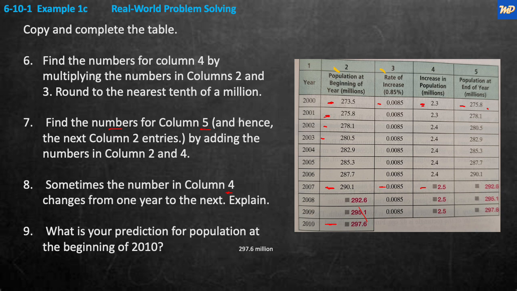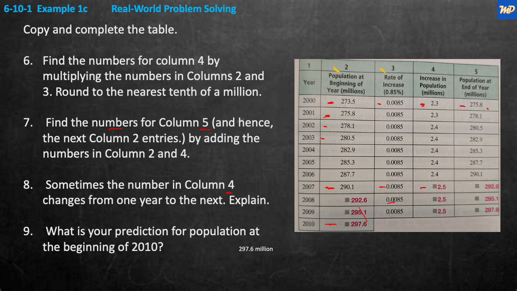We added 2.5 to 290.1 and got 292.6. You can't see the 6, but that's what it says. We brought the 292.6 over to column 2. 292.6 times 0.0085 gives us 2.5 again. So if you take 292.6 and add 2.5, you get 295.1.